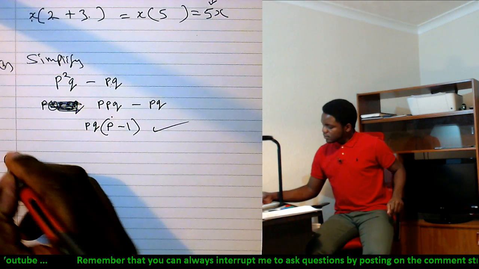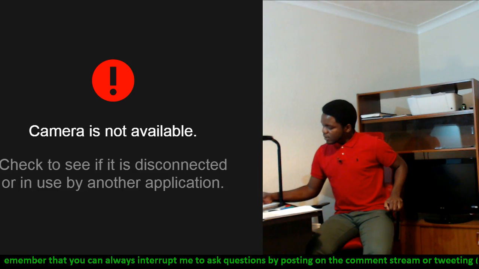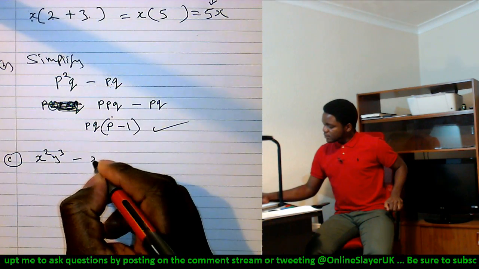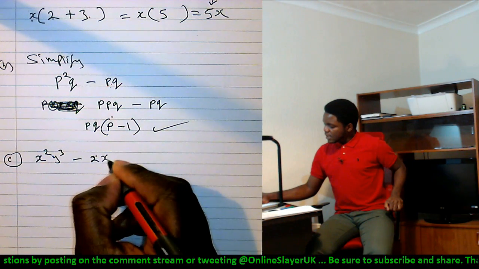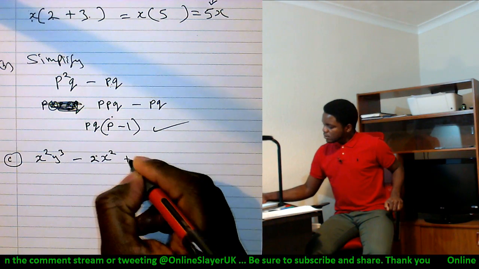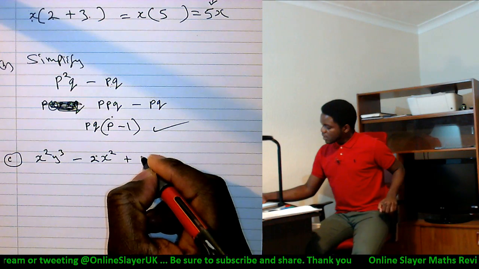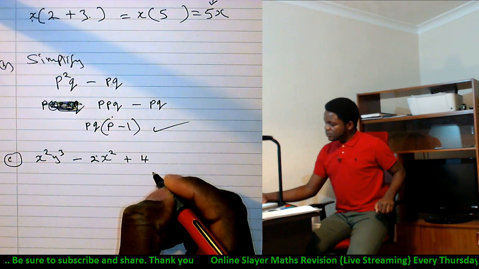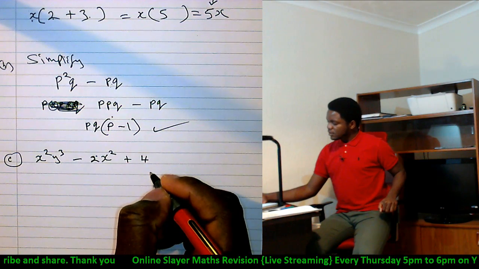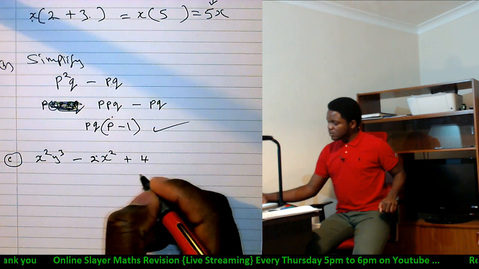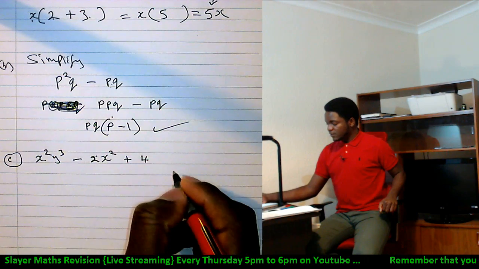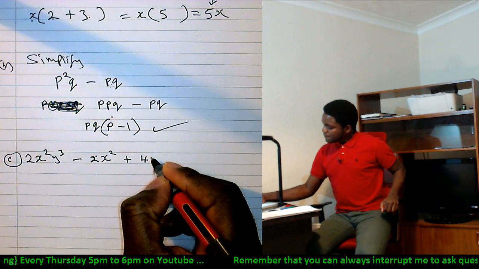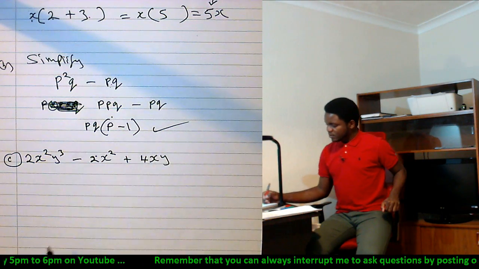Another case, x squared y cubed minus 2x squared plus 4. Interesting question, really, because there is basically nothing common to each of these terms. Nothing is common to all of them. So I'm just going to put a 2 here, and I'm going to put a 4xy here.